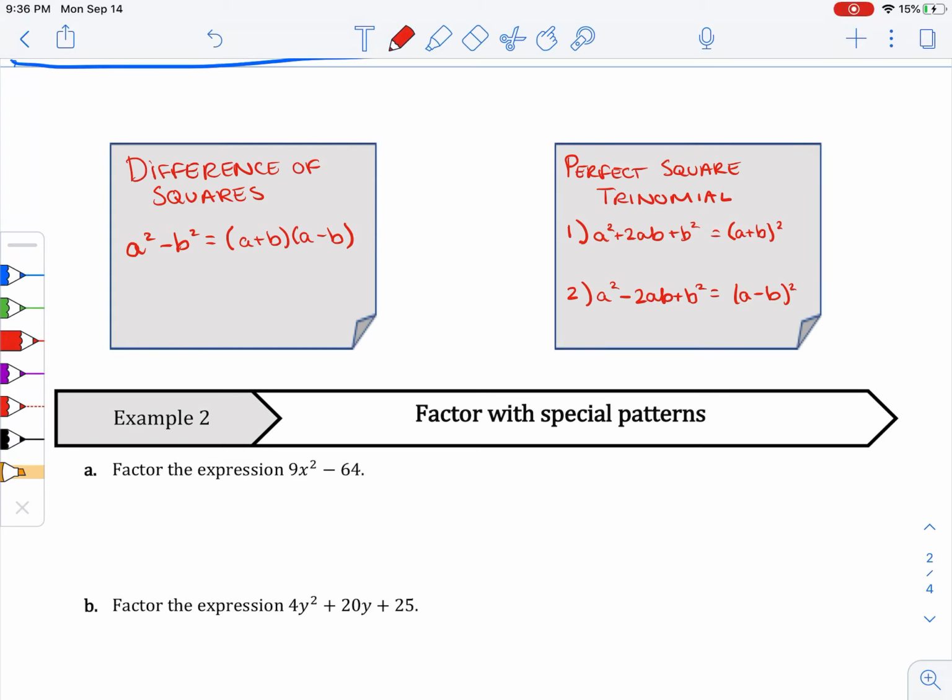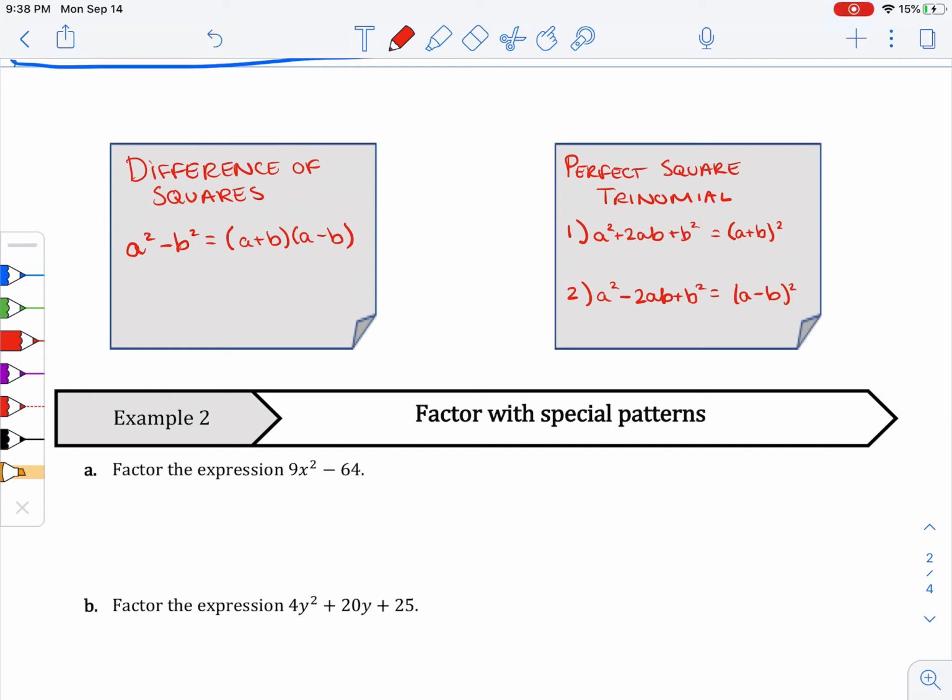Right, so we're continuing on with the chapter 1.4 notes. I'm looking above example 2 on the third page. I'm going to be sticky notes here. I just want to remind you about those two different patterns that we had from the last section. We had the difference of squares, which said that if you have a squared minus b squared, it will always factor to a plus b times a minus b.